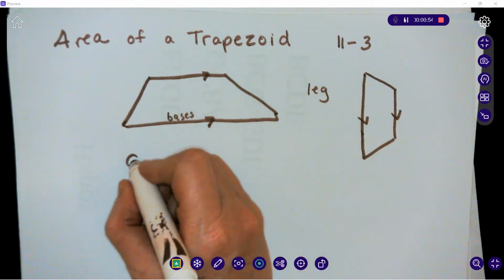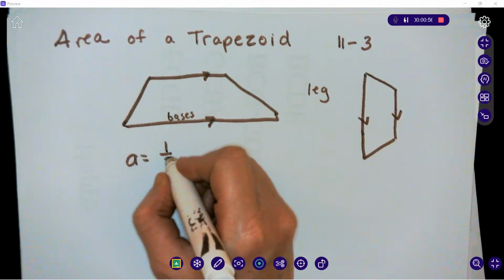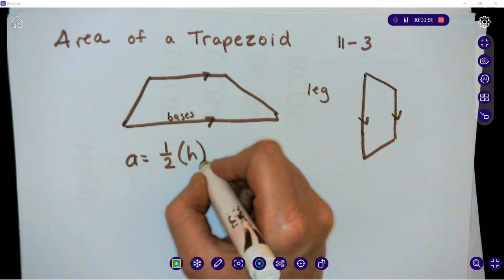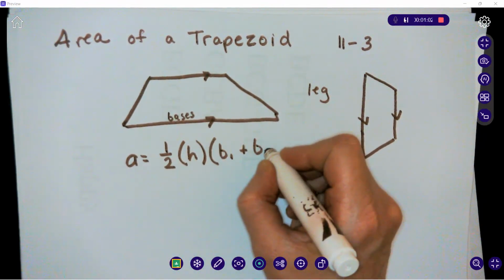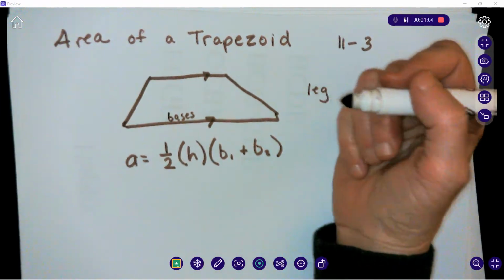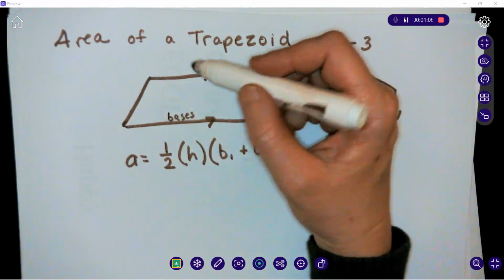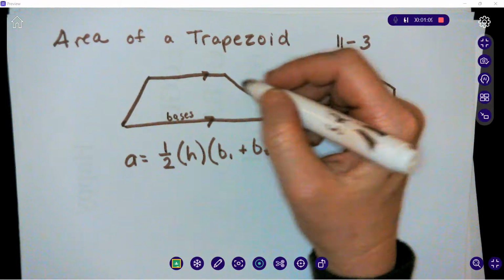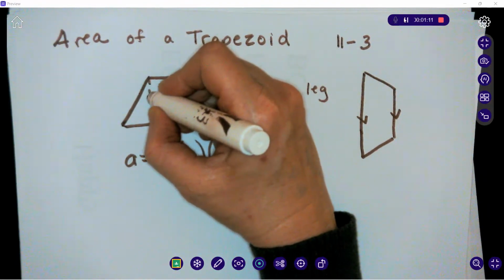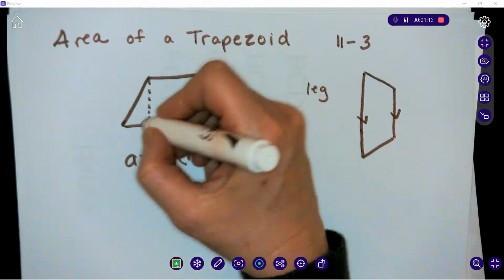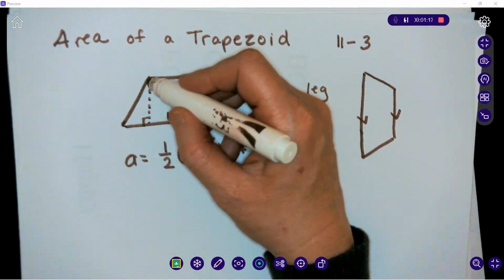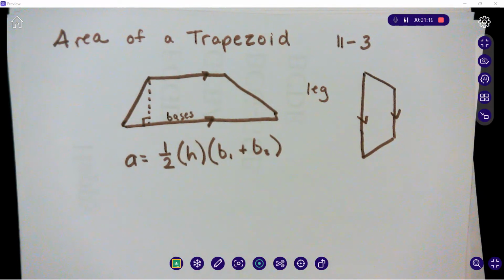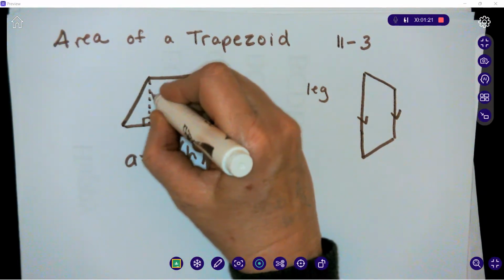So the area of a trapezoid is 1/2 times the height times the sum of the two bases. So we're going to call it base 1 and base 2. Now also keep in mind that the height of a trapezoid is not the same as the leg. The height of the trapezoid is the distance that is perpendicular to the base. So the distance between bases that are perpendicular to both bases. So this would be the height.